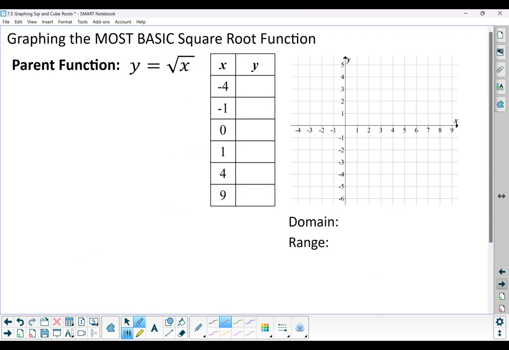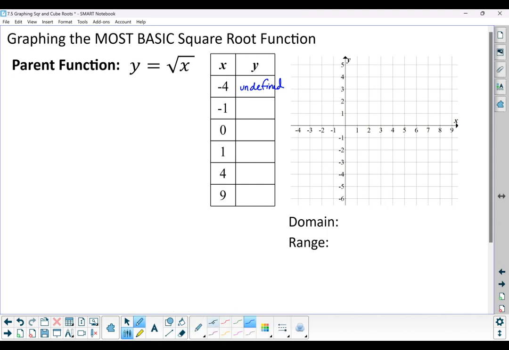Okay, so we're going to graph the very most basic square root function first, and then we'll graph the very most basic cube root function. If I tried to take the square root of negative 4, I get an error. I'm going to write that as undefined. So this function is not defined for the x value negative 4.